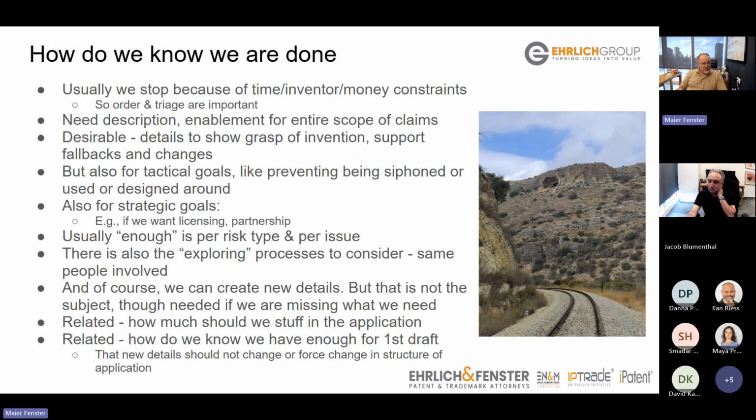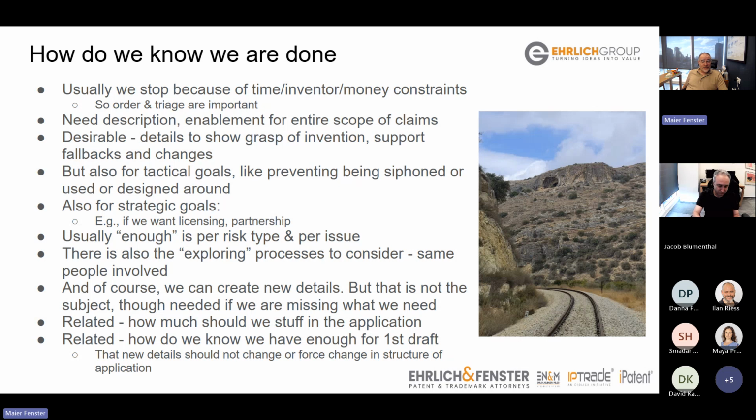How do we know that we're done? Okay, you listen to me here, we could be taking details all week. So usually the reason you stop with a disclosure is because you run out of time, you run out of inventor, you run out of money. So you should be thinking about the order that you collect the details, and you should do triage. Obviously, the most important is to have description and enablement for the entire scope of the claims. That's obviously the most important.